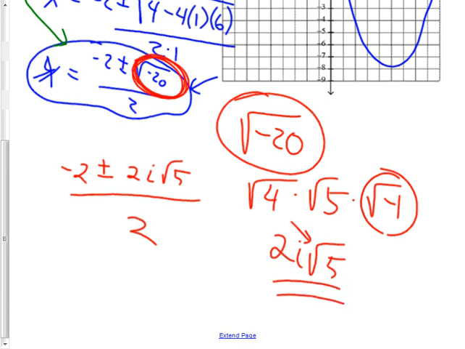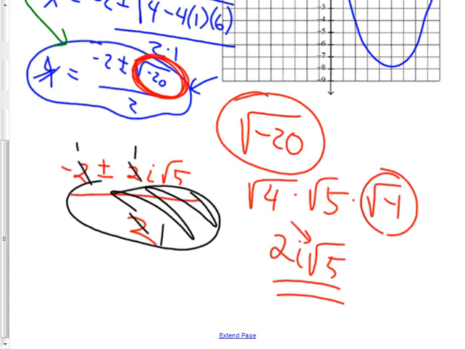Now do you get the 2's will cancel? Don't worry about the I being there. It doesn't cause any problems. 2 goes in here once, 2 goes in here once, and 2 goes in here once. And dividing by 1 doesn't really do anything, so we just cancel that off. And we get -1 plus or minus I root 5. If you wanted to say 1I, you could. There's your 2 answers. Notice it's 2 answers because of the plus and minus.